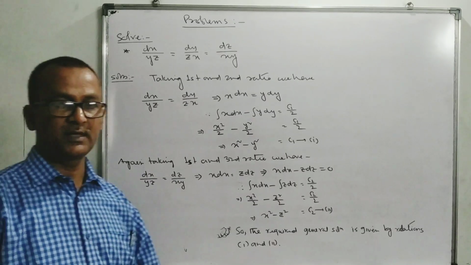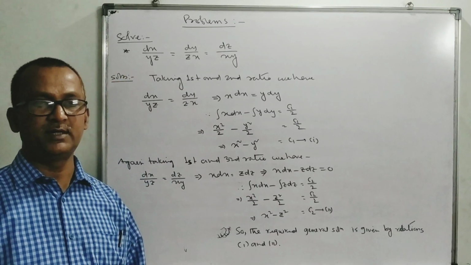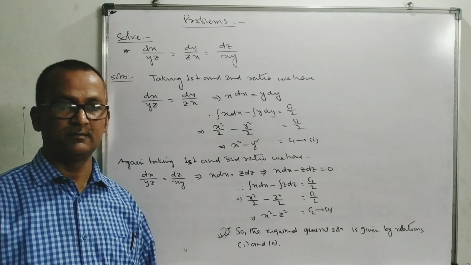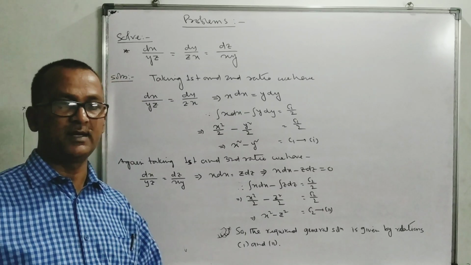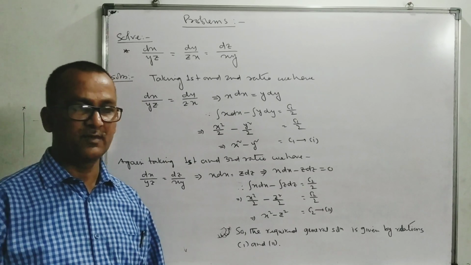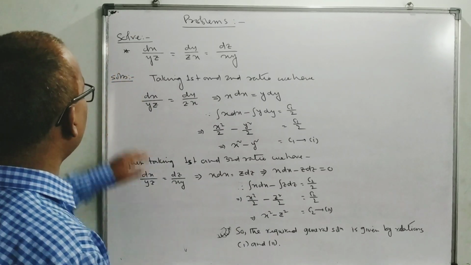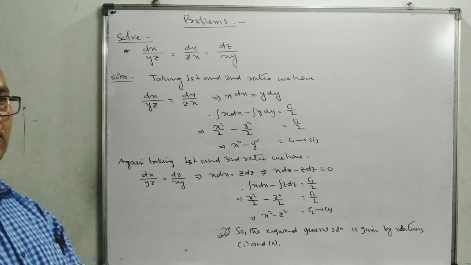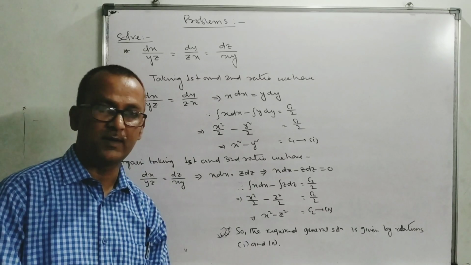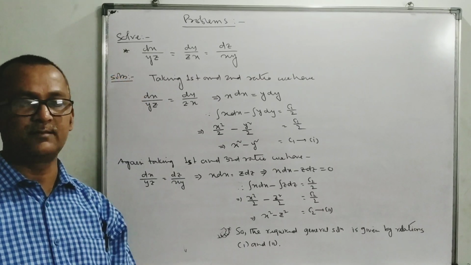This type of equation can be solved in different ways. We take a few problems for the students, because by using these you can solve any other problems. The first problem is: solve the equation dx by yz equal to dy by zx equal to dz by xy.